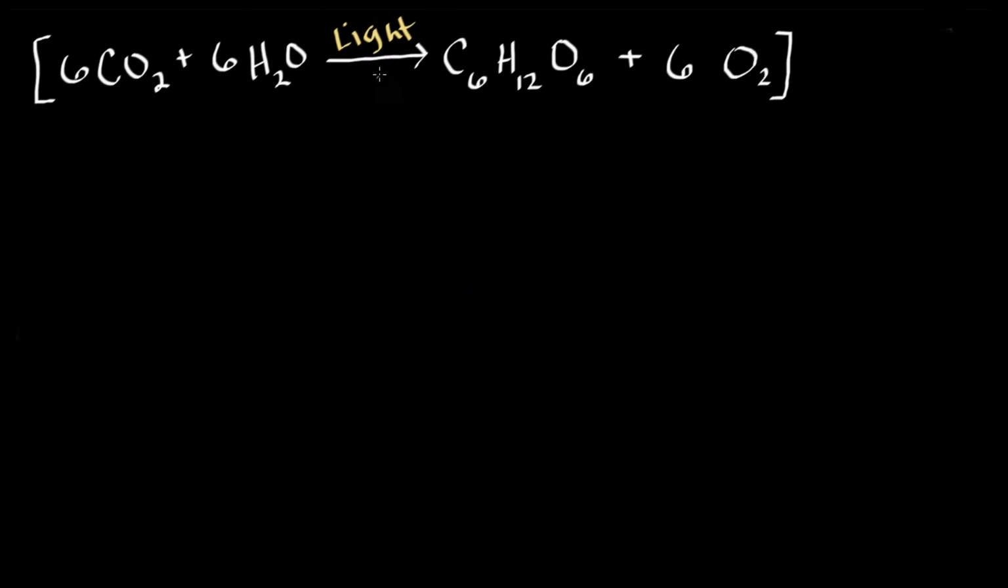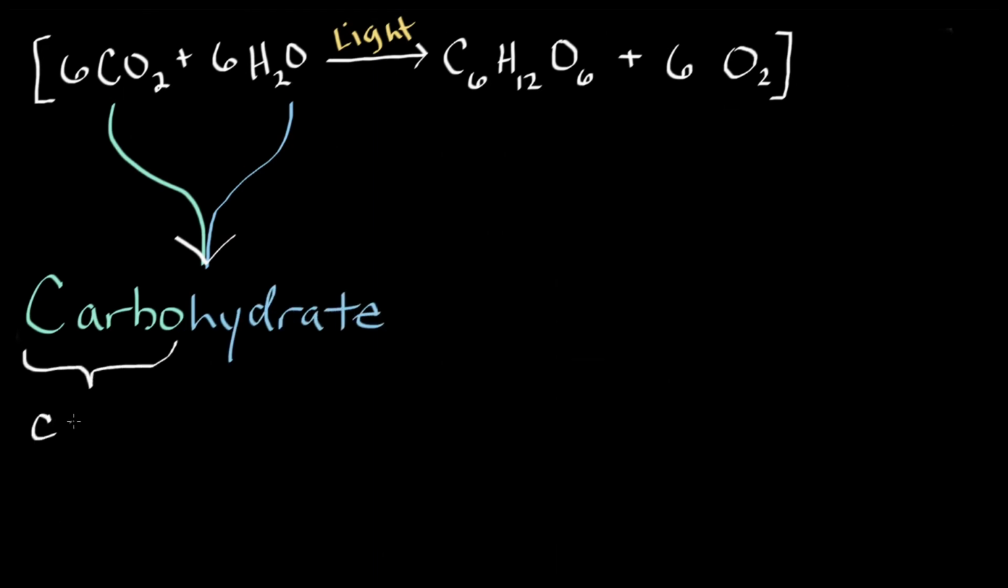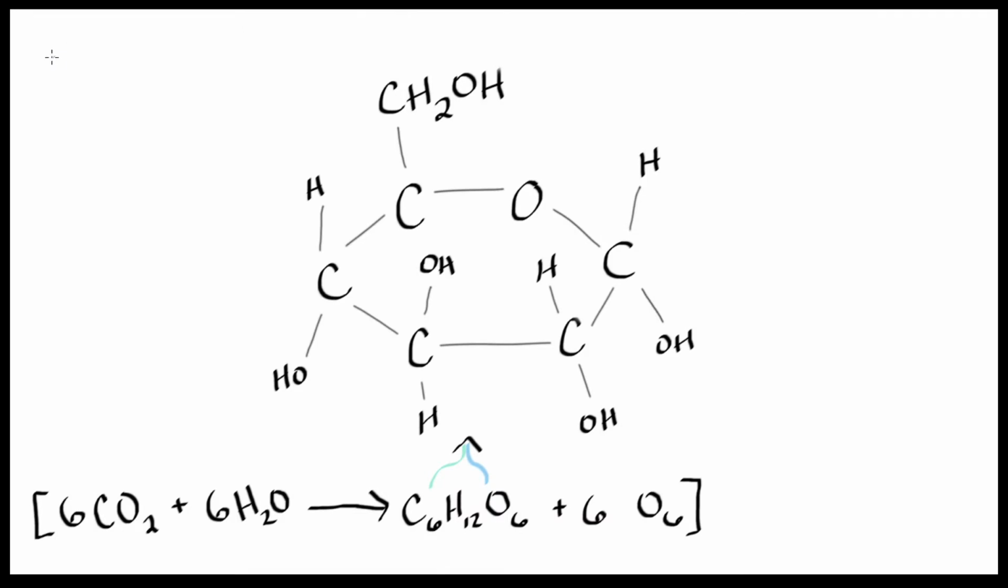With light to do the heavy lifting, carbon dioxide and water are put together to produce a carbohydrate, which literally means watered carbon. As you can see with this typical carbohydrate molecule, glucose, your carbon is attached to the same atoms that compose water, 2 hydrogens and an oxygen.